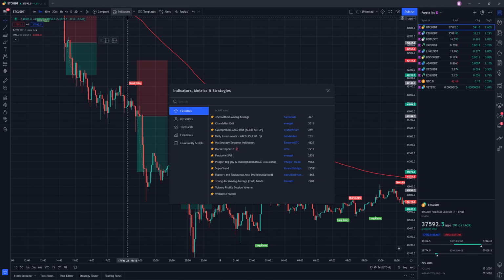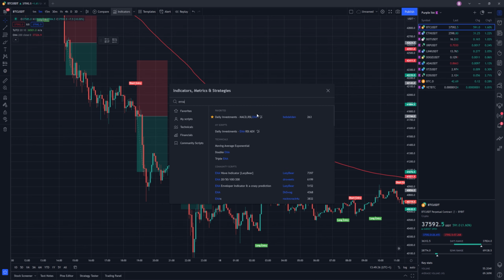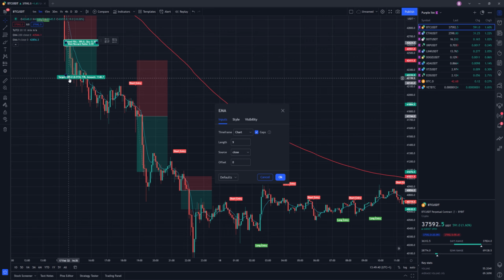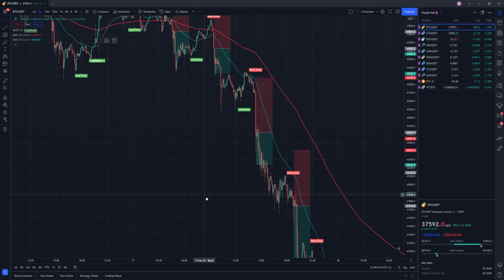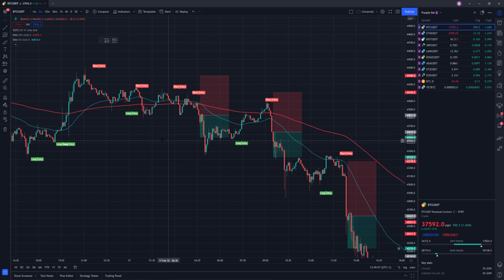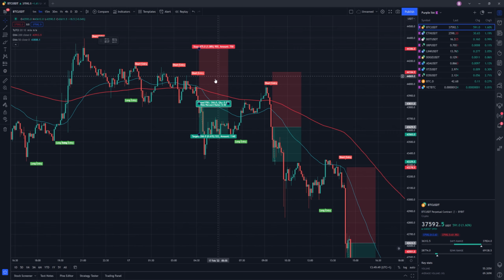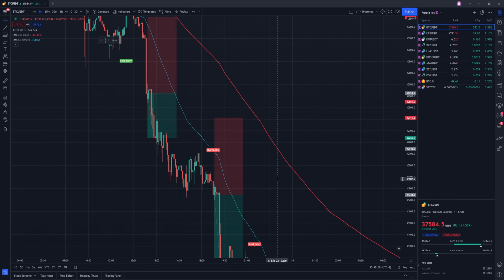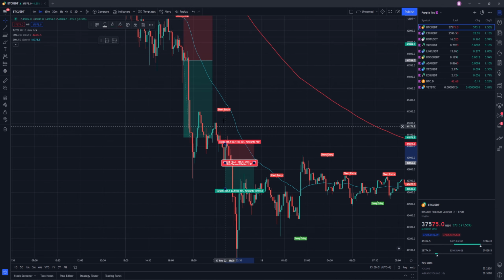You can also add the EMA 50. And you can say, okay, when there's a death cross right here, then I go only short. So this one, you would not have taken it. This one, you would have taken it. This one, you would have taken it. This one, you would have taken it.